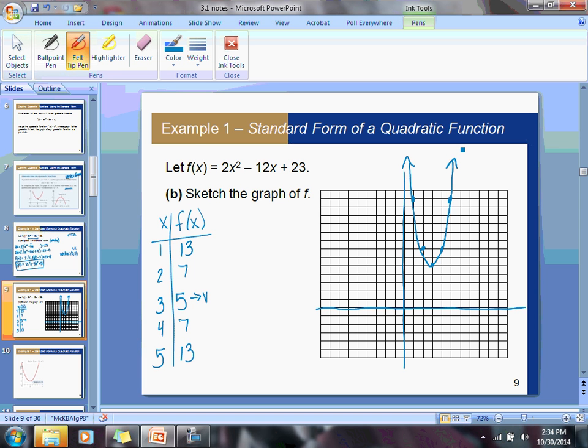And before we just walk away from it now that we have the graph done, there's a couple other components that you need to make sure you are paying attention to, because you're going to see these on quizzes and tests. I'm going to ask you to find your domain of the function.